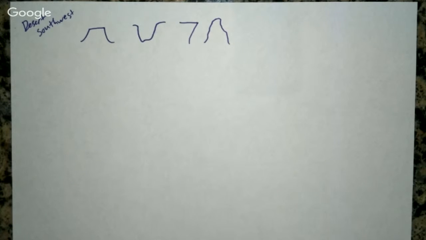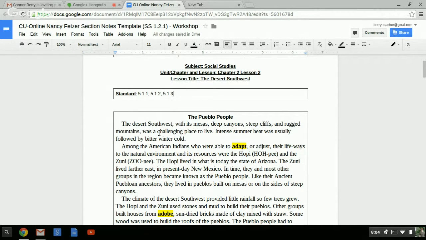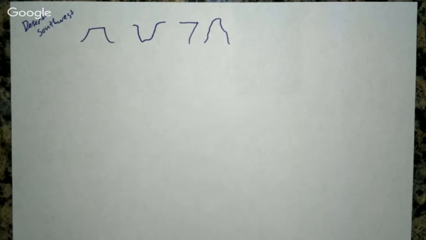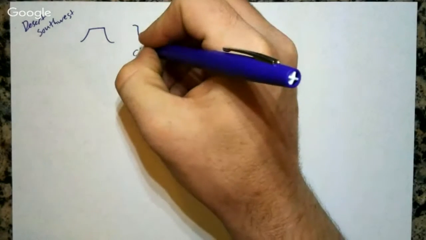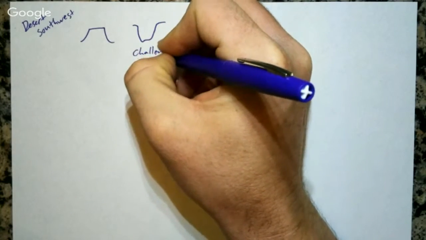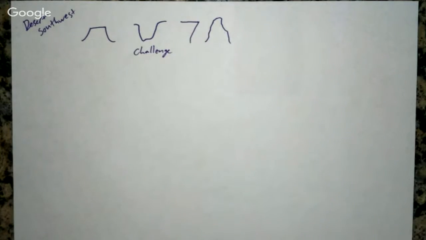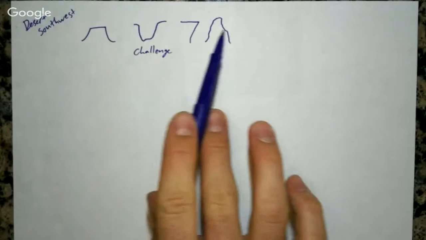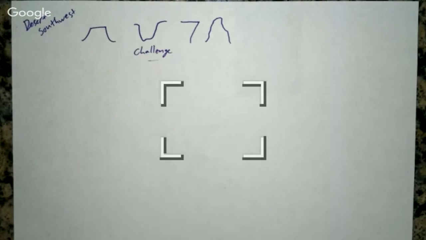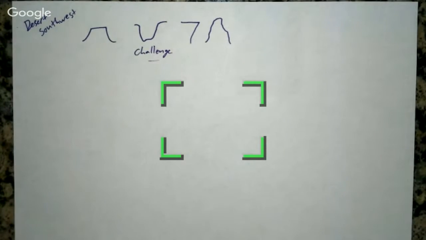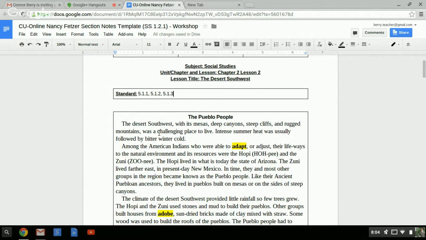So those are some of those types that they were talking about. Let's go back here for a second. So I'm just jotting down some images to help me out. And it was a challenging place to live. Underneath this, I'm just going to go ahead and write challenge. All right, so these places. So the desert Southwest with its many landforms was a challenging place to live. Okay, seems like a pretty good understanding of it so far.